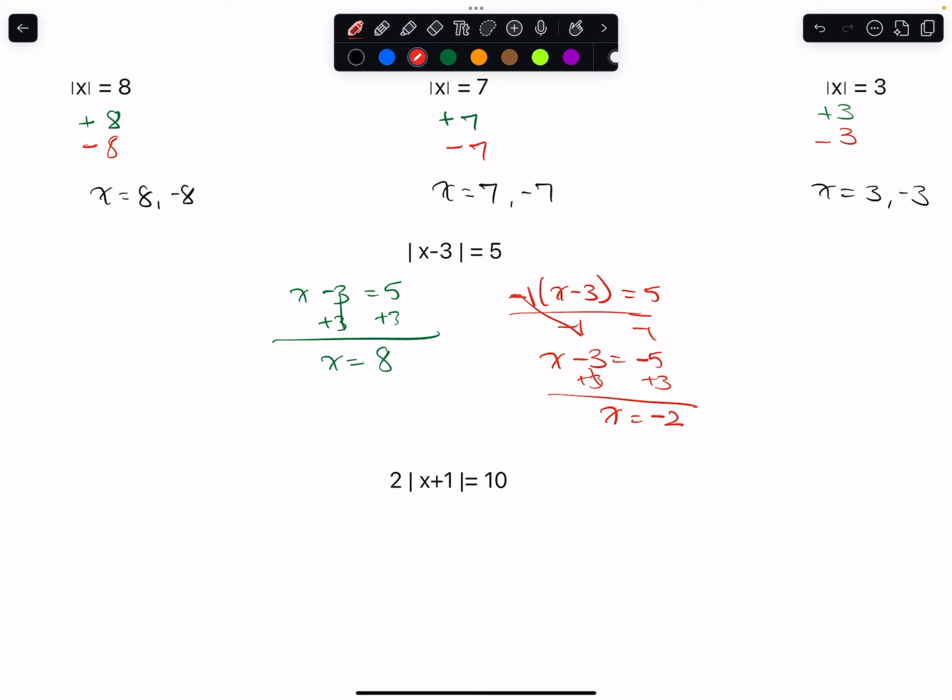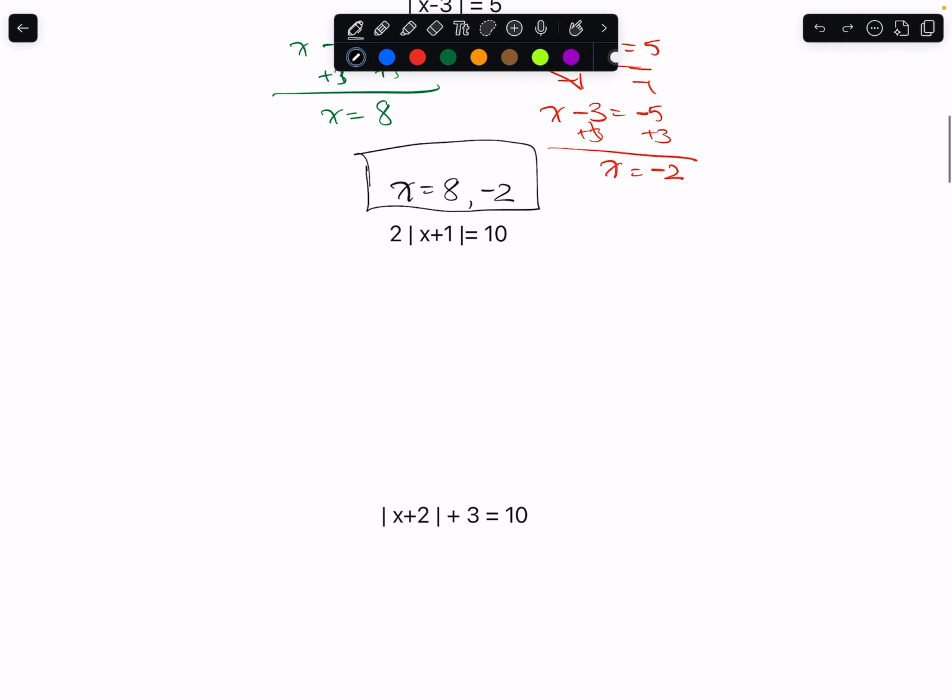So your value here comes with two separate values, two different values that will make this statement correct. x is equal to 8 or it can also be -2. Both of these statements will be correct when you input them into this equation.